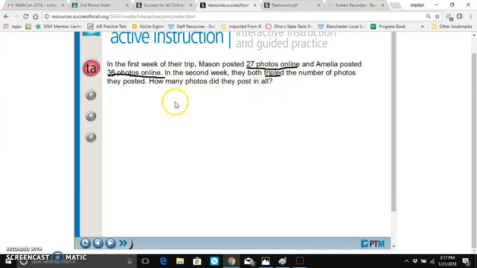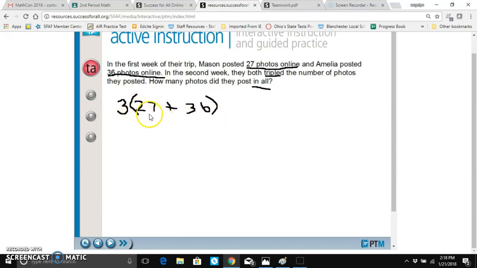So if I were to set this problem up, it would look like this. It would look like 27 plus, and the reason we're adding is because it says in all, 36. And we would want to find that sum first and then triple it to find their total. So if I triple it, it's going to look like that. So it looks like the distributive property. So we have 3 times 27 plus 36. We need these parentheses because we want to find the sum of these two before multiplying by 3.